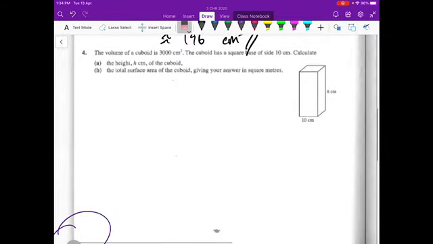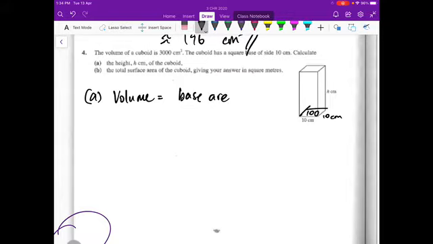Volume of a cuboid 3000, square base, side 10. So 10 also. Then we know the area, 100. Calculate the height. Volume equals base area times perpendicular height. So 3,000 equals base area 10 times 10 times h, the perpendicular height.